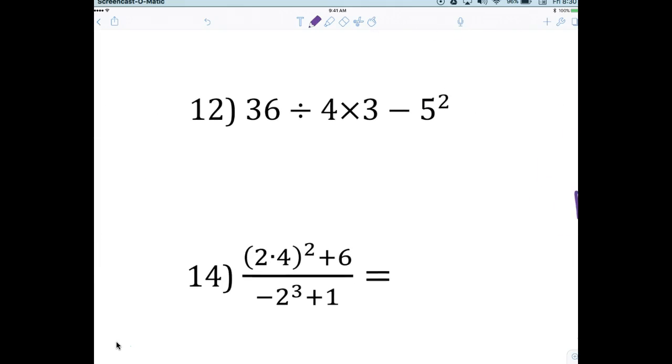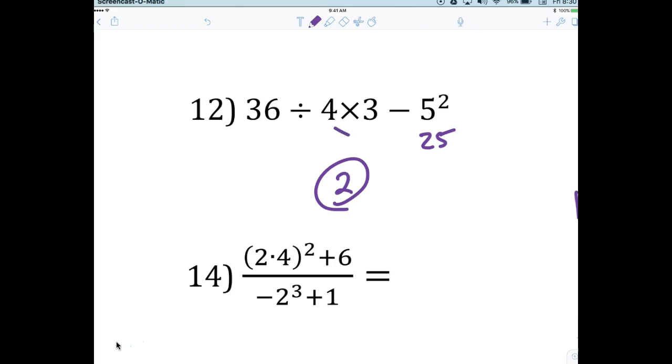Now, here's one where some people might have a problem. What do we do first here? Exponent. Okay, so that's no big deal. That's 25. Now what do we do? 36 divided by 4, which is 9, times 3, 27, minus 25. That's really kind of what I want.